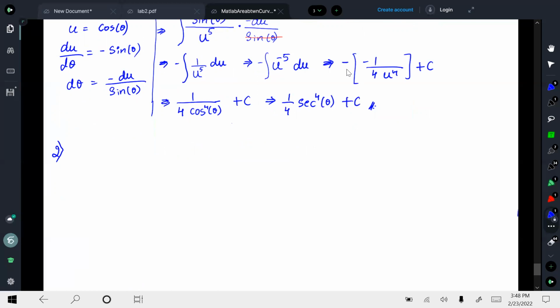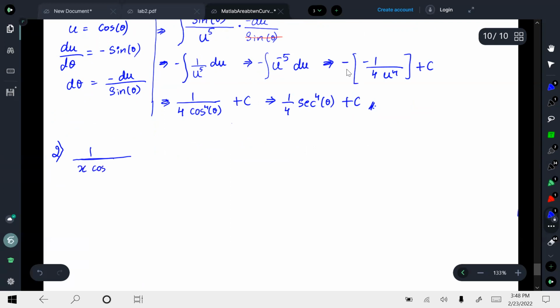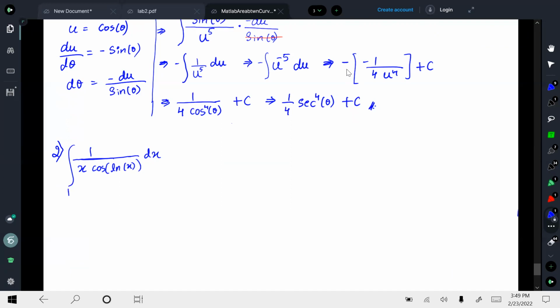So let me do this problem. This is example 2, 1 divided by x times cos of ln of x dx, integral from 1 to 2. Let's take from 1 and 2.